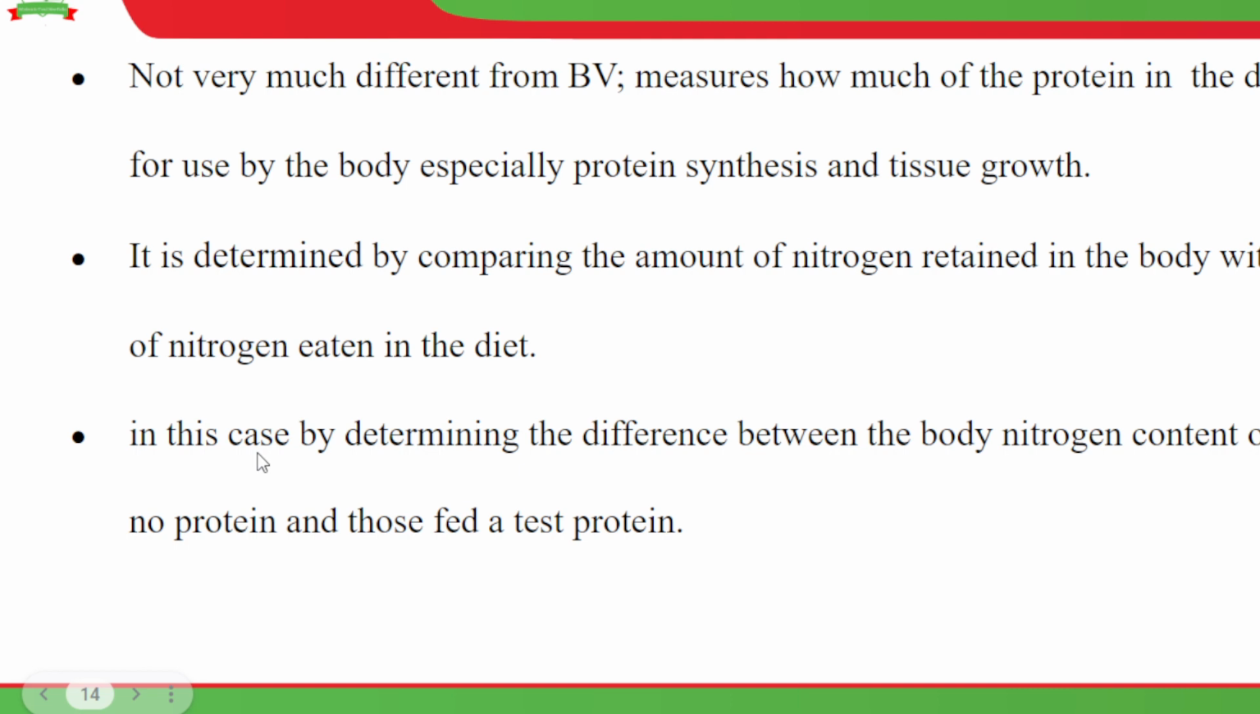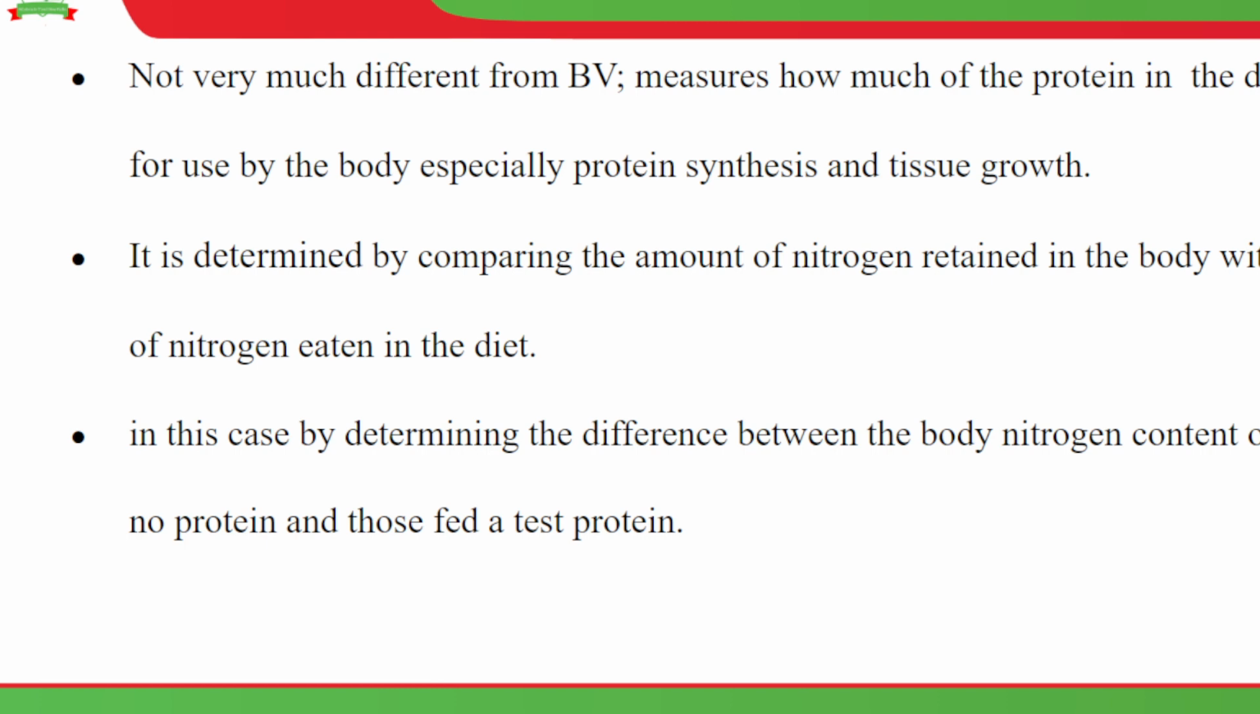And then the next metric for measuring protein quality is the net protein utilization. It is not very much different from biological value, but we'll look into it. It measures how much of the protein in the diet is retained for use by the body, especially protein synthesis and tissue growth. You realize that they are talking of similar things. So this is determined by comparing the amount of nitrogen retained in the body with the amount of nitrogen eaten in the diet. How much did you retain in the body and how much did you eat from your diet?